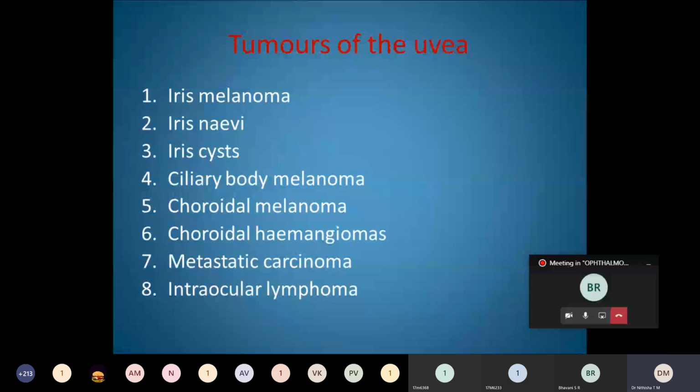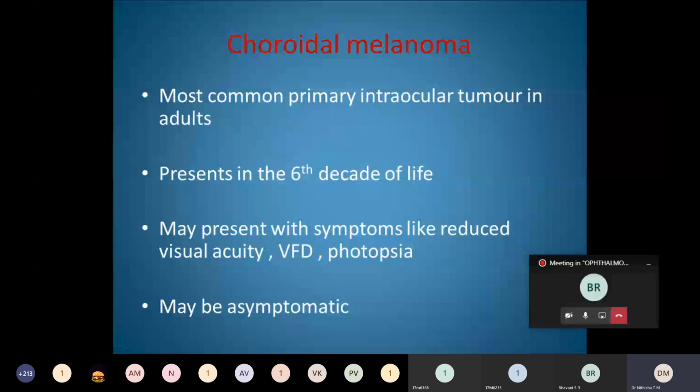What are the tumors of uvea? Tumors of uvea are iris melanoma, iris nevi, iris cyst, ciliary body melanoma, choroidal hemangiomas, metastatic carcinoma, and intraocular lymphoma. The most common primary intraocular tumor in adults is choroidal melanoma. It presents in the sixth decade of life. It can present with symptoms like reduced visual acuity, visual field defect, photopsia. It can even be asymptomatic also.